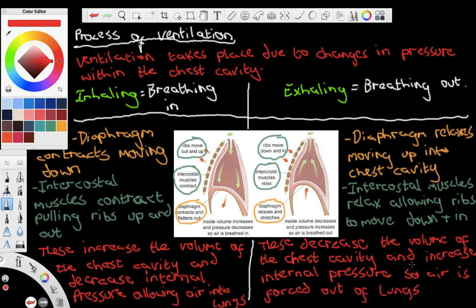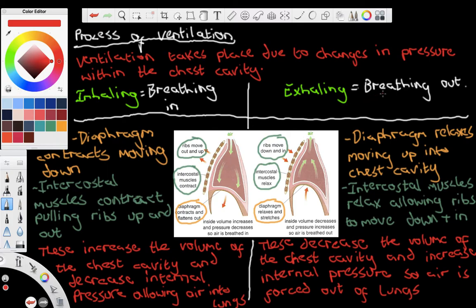So ventilation takes place due to changes in pressure within the chest cavity. Inhaling, breathing in, so when we take air in, is due to our diaphragm contracting, moving downwards, our intercostal muscles contracting, pulling the ribs up and out. If this moves down and this moves out, the volume inside the chest increases. This decreases the pressure inside the lungs and air rushes in.